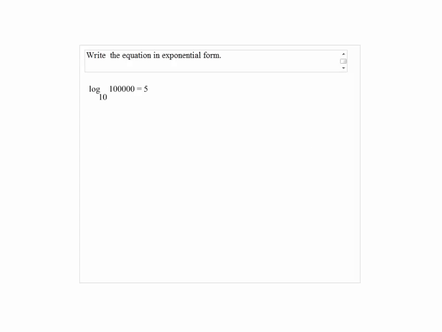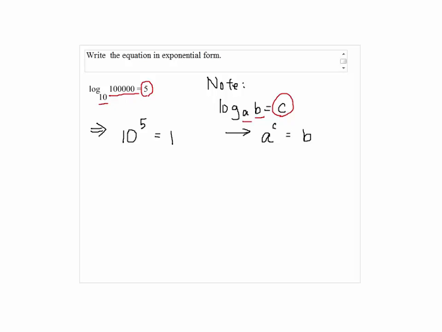Write the equation in exponential form. Log base 10 of 100,000 equals 5. Let's note that if you have log base a of b equals c, you can change the form into a to the c equals b. Here we have 10 as a, 100,000 for b, and 5 for c. So by plugging numbers into the formula, we have 10 to the 5th power equals 100,000. That's the answer.